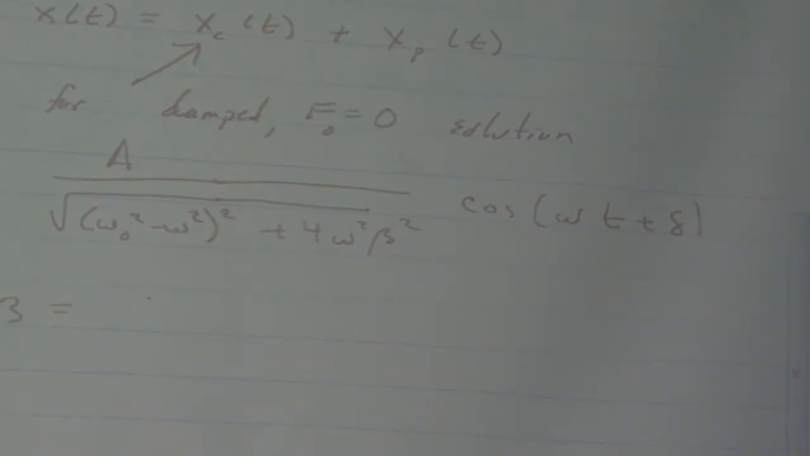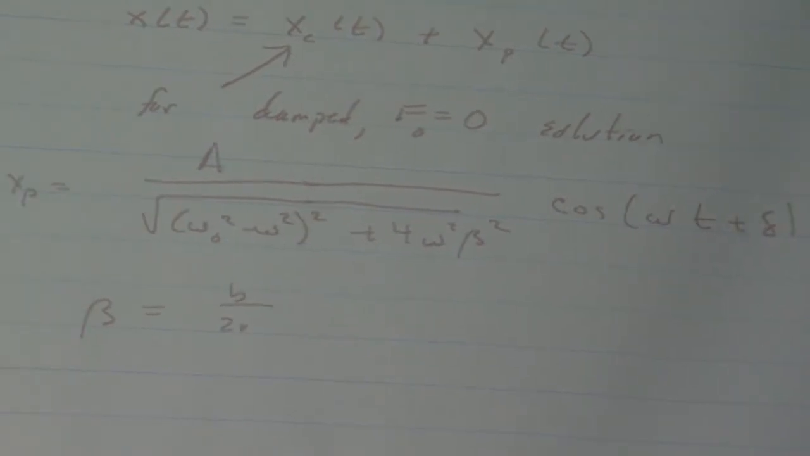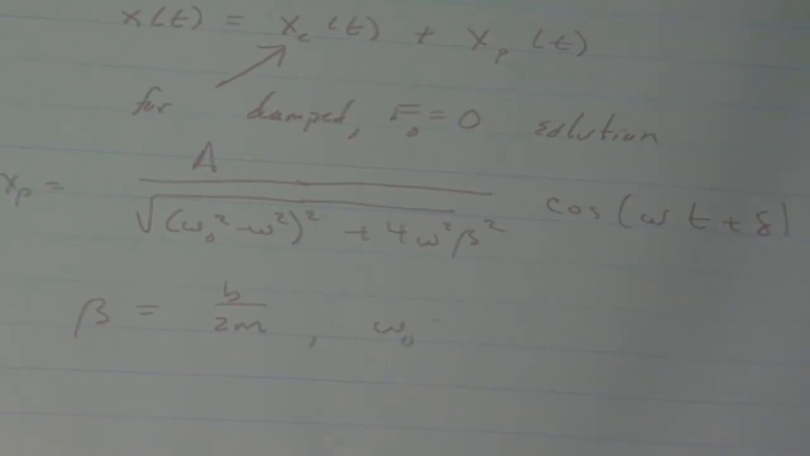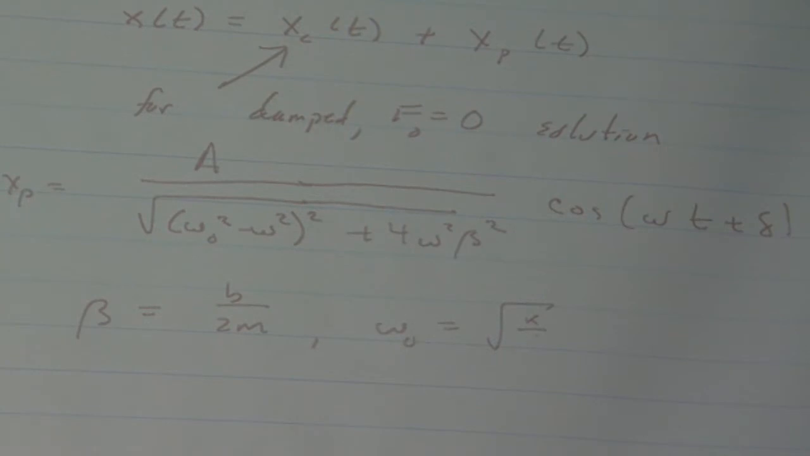where beta is b over 2m, omega 0 is the square root of k over m, and delta, the phase, is the inverse tangent of 2 omega beta over omega 0 squared minus omega squared. Okay, fine. So, there it is.